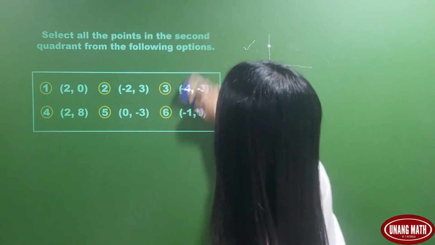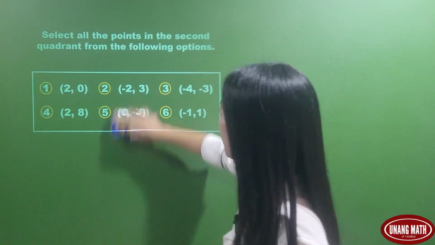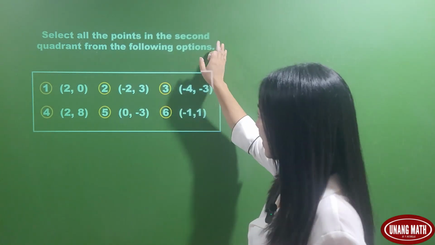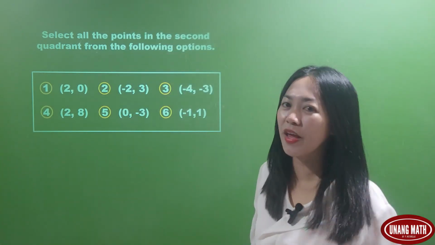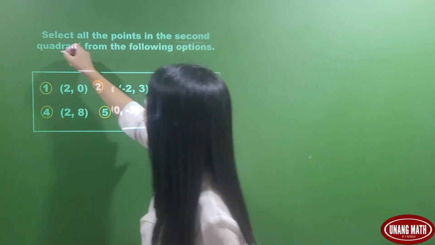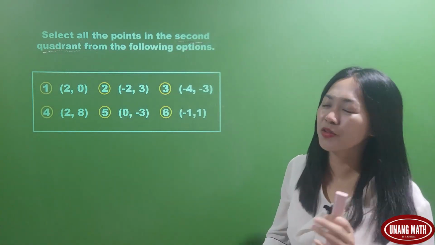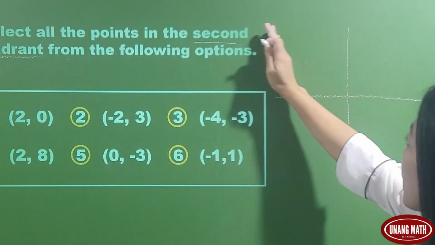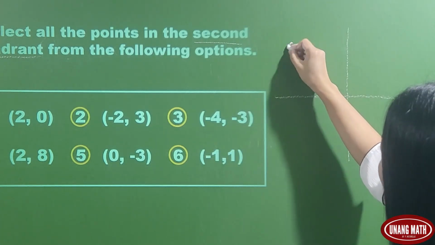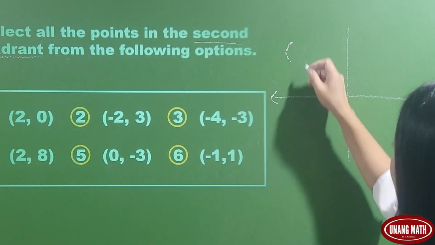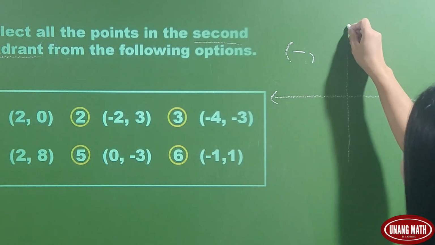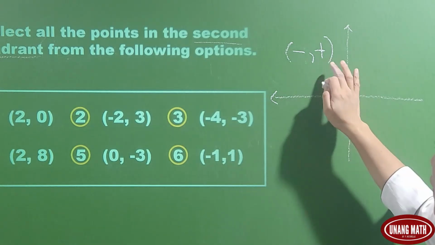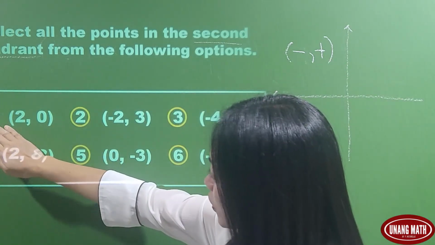Okay, this time, let's answer this simple problem. Select all the points in the second quadrant from the following options. Take note, we have to select all the points in the second quadrant. If this is our coordinate plane, this is our second quadrant. The x-coordinate in the second quadrant is negative, and the y-coordinate is positive. Okay, let's check option number 1.